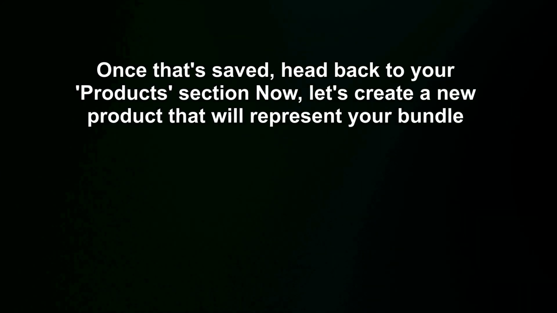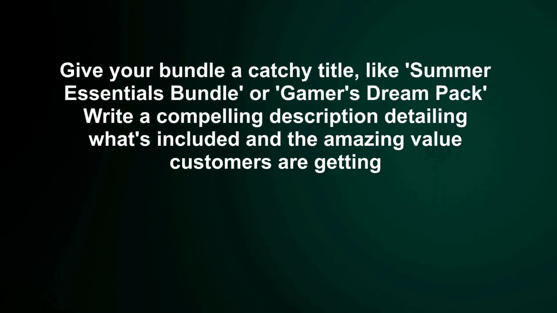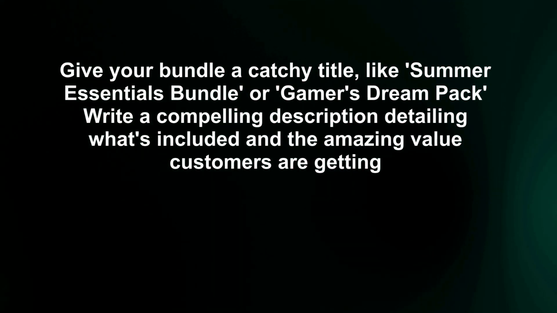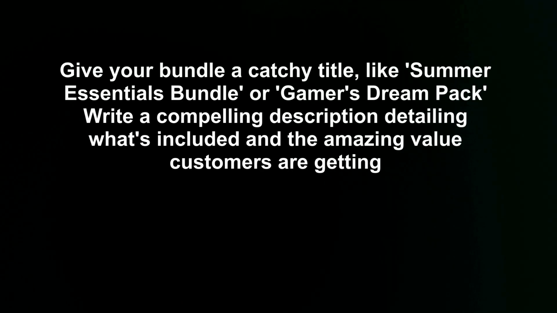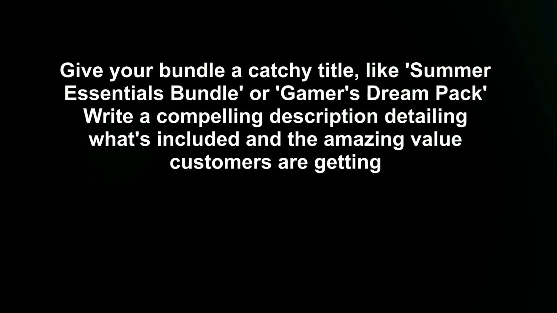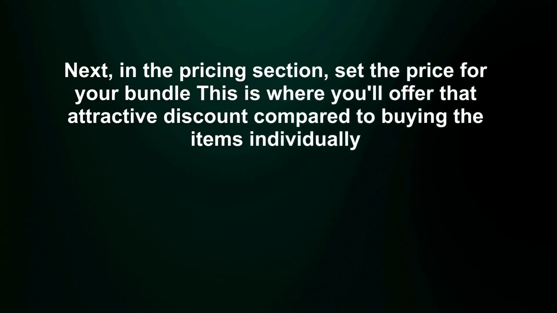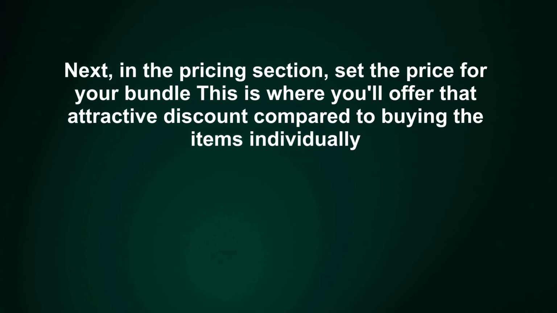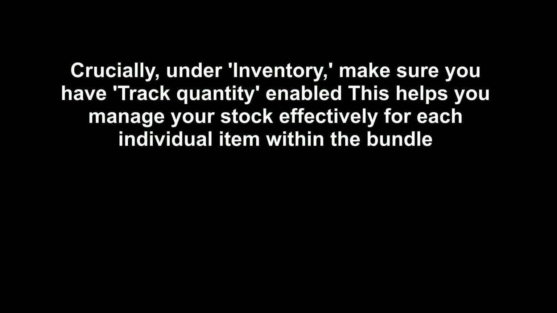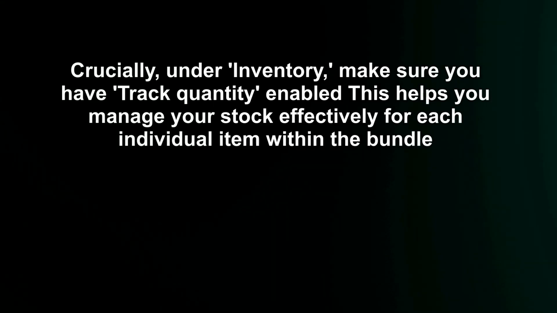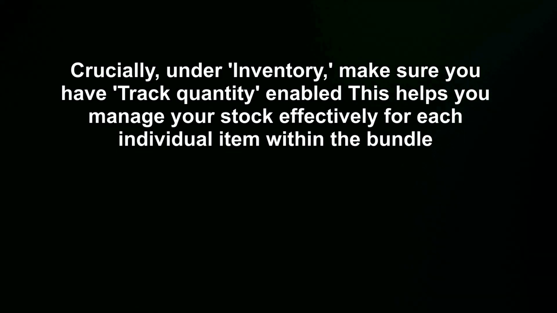Now, let's create a new product that will represent your bundle. Give your bundle a catchy title, like Summer Essentials Bundle or Gamer's Dream Pack. Write a compelling description detailing what's included and the amazing value customers are getting. Next, in the pricing section, set the price for your bundle. This is where you'll offer that attractive discount compared to buying the items individually. Crucially, under inventory, make sure you have track quantity enabled. This helps you manage your stock effectively for each individual item within the bundle.